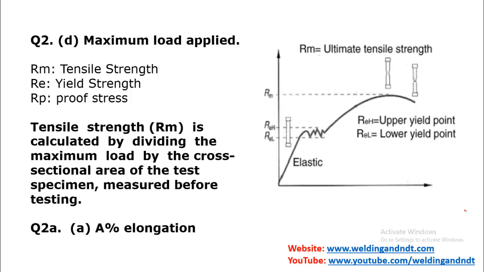RM is used to denote the tensile strength. ReH and ReL are used to denote the yield strength, and Rp is used to denote the proof stress. See, there will be 2 points in yield strength. One will be the lower yield point, that is ReL, and the second one will be the upper yield point, that is ReH. And RM is the tensile strength, meaning this is the maximum load which a material will withstand before breaking. So this is the tensile strength.